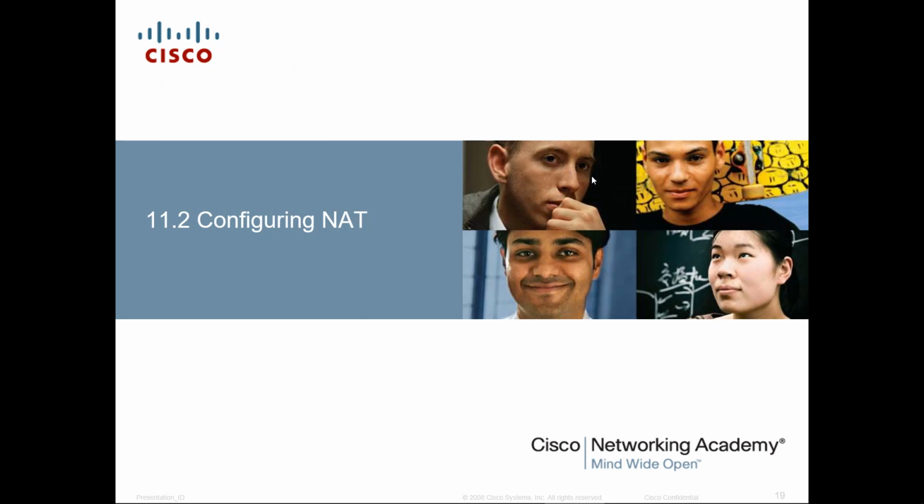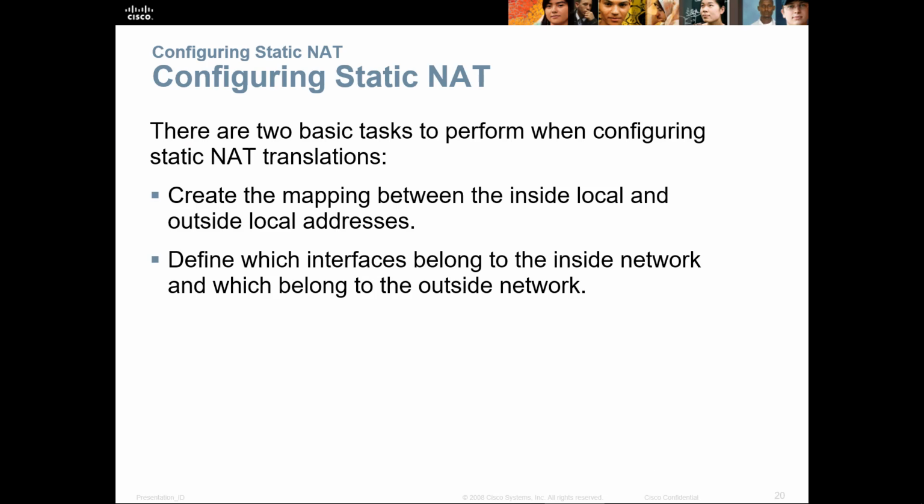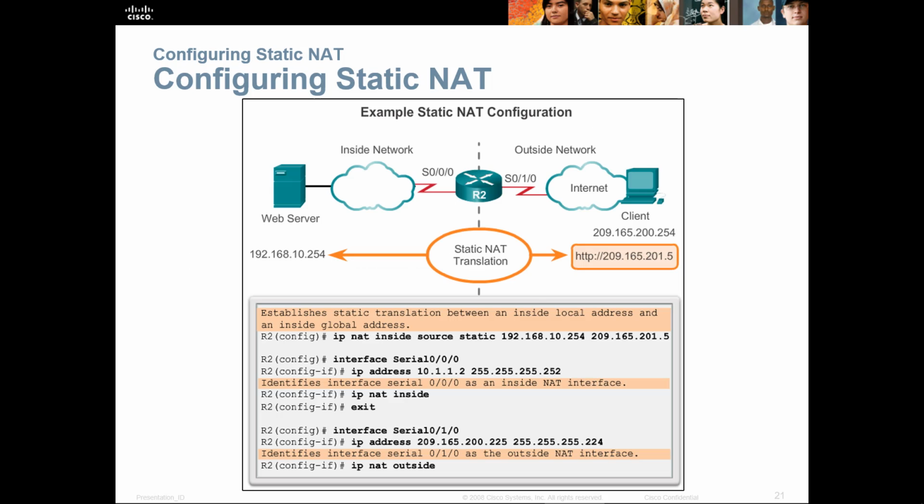So let's go on to how we configure our NAT. For the configuration, there are a few basic things that we can do. We need to create the mapping between the inside local and outside addresses, and we need to define which interfaces they belong to. How we do that is ip nat inside source. If we're doing a static, it'd be static, the inside address, the outside address. That would define our one-to-one static NAT.